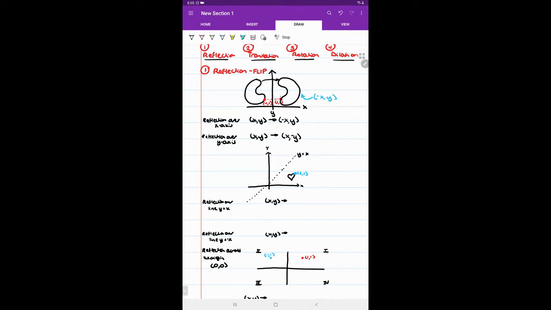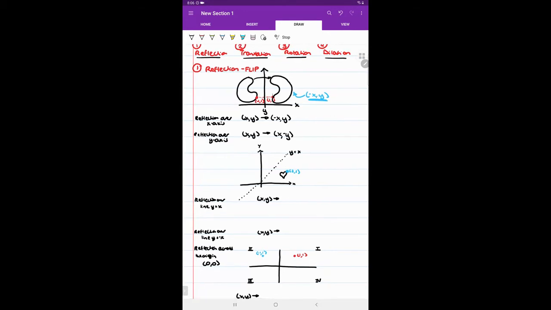So these coordinates are all negative x, y in reference to the original coordinates. Now to reflect over the x-axis, I do negative x and keep y, which is just x, y, the original coordinates. So one thing to note about reflections is that if you reflect something twice over the same line, you're going to get the original image.